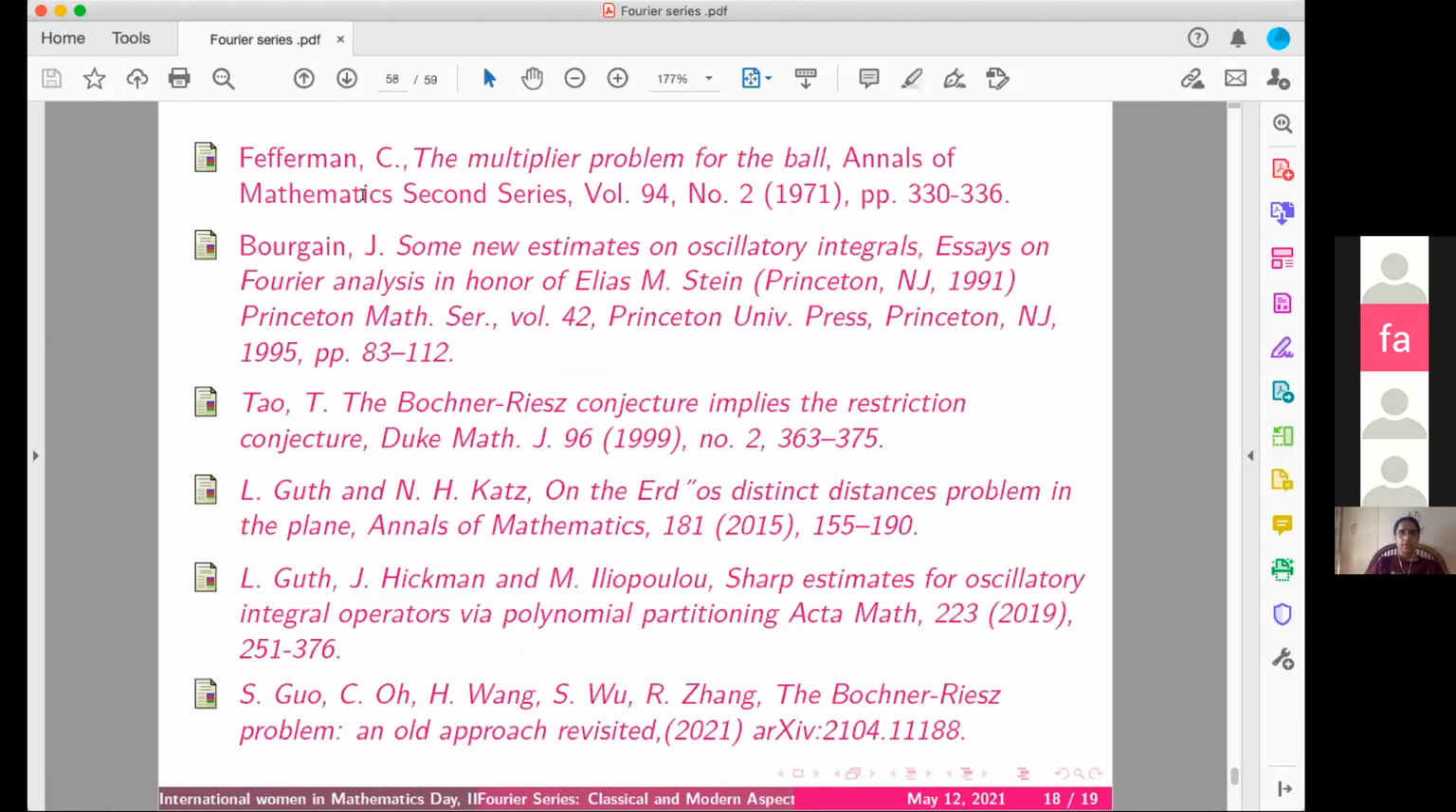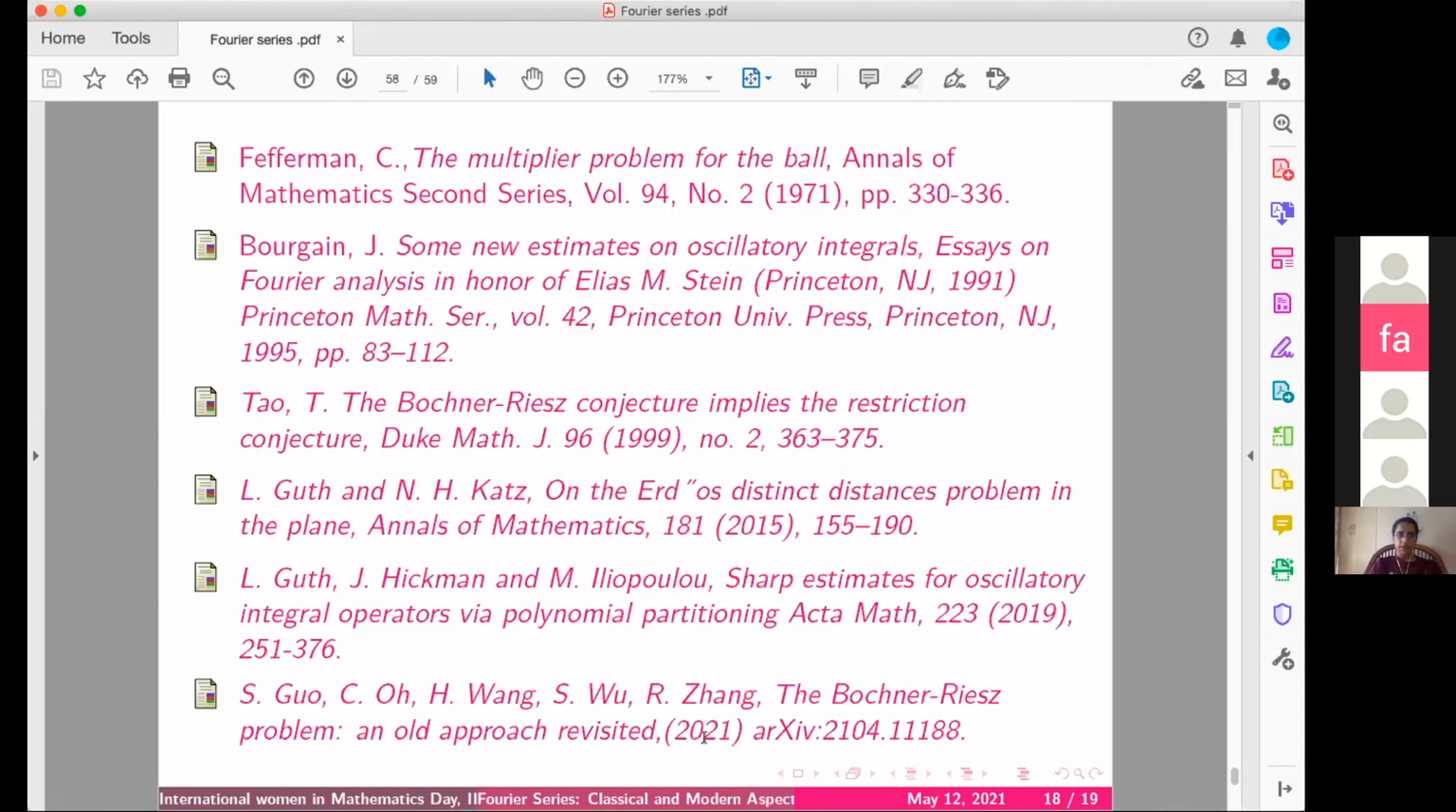And so yeah, this is the remarkable paper by Charles Fefferman, where he proved the multiplier theorem for the ball, which I just stated. And then this paper by Larry Guth was one of the earliest papers where they incorporated polynomial partitioning in proving results in analysis. And that resulted in an improvement of the Bochner-Riesz conjecture.